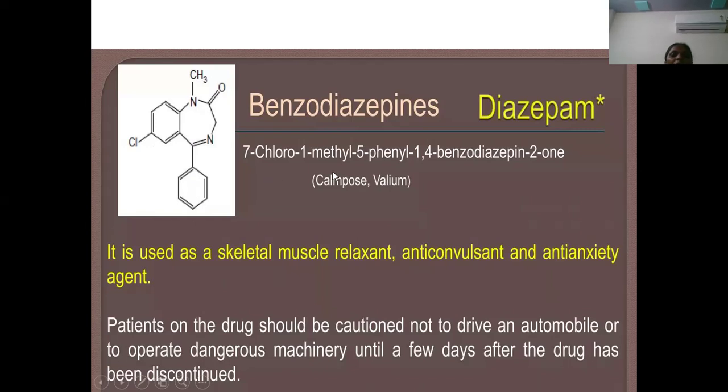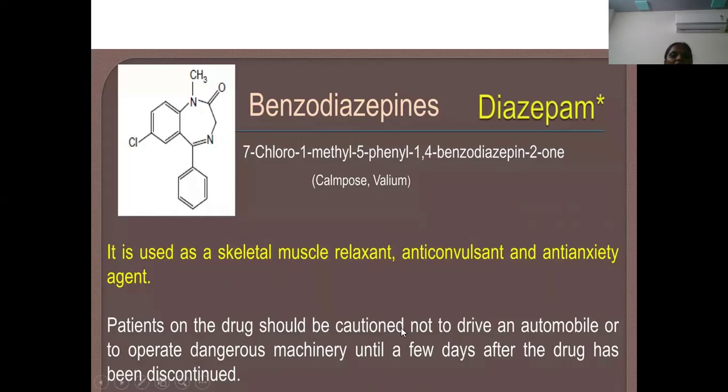7-chloro-1-methyl-5-phenyl 1,4 benzodiazepine 2-one. Actually, these two are other names for diazepam, Calmpose and Valium. So what is the use of diazepam? It is used as a skeletal muscle relaxant, anticonvulsant, and anti-anxiety agent.